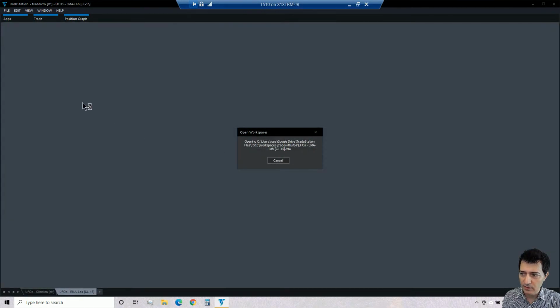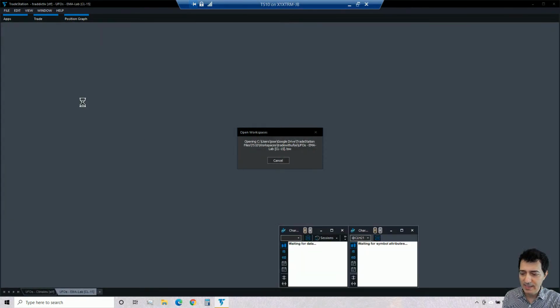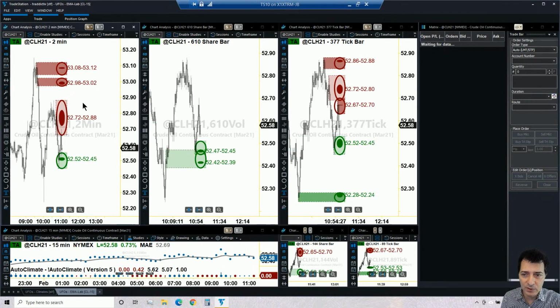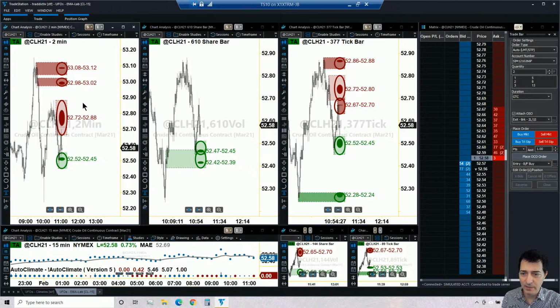I will load the 15-minute time frame set of charts. We'll have 15-minute time frame for the common time frame to identify the climate, and then we're going to be working on edge timeframes to set our entries.